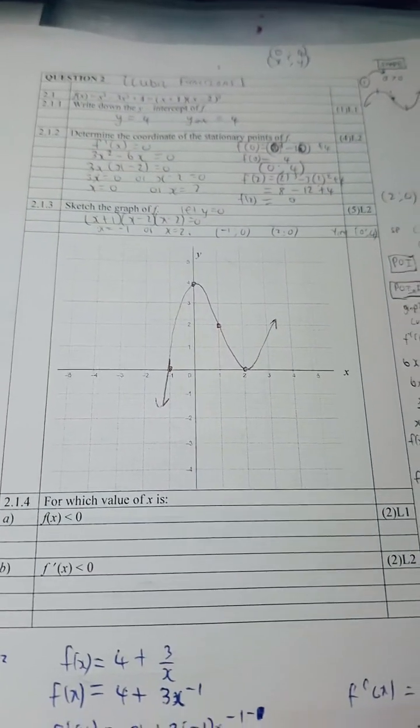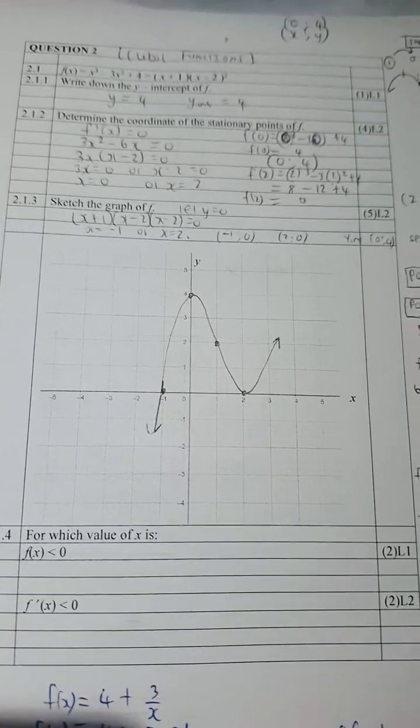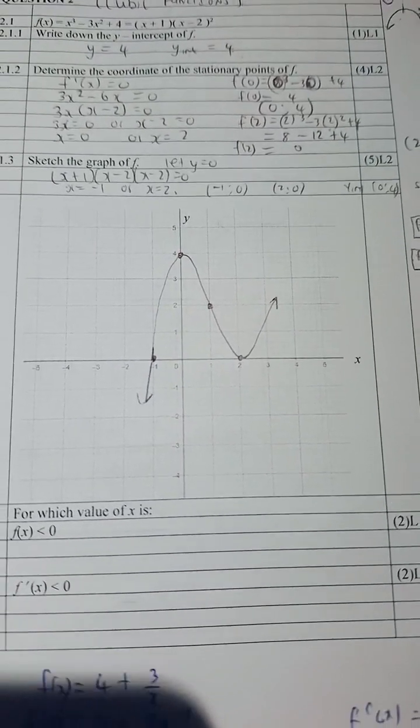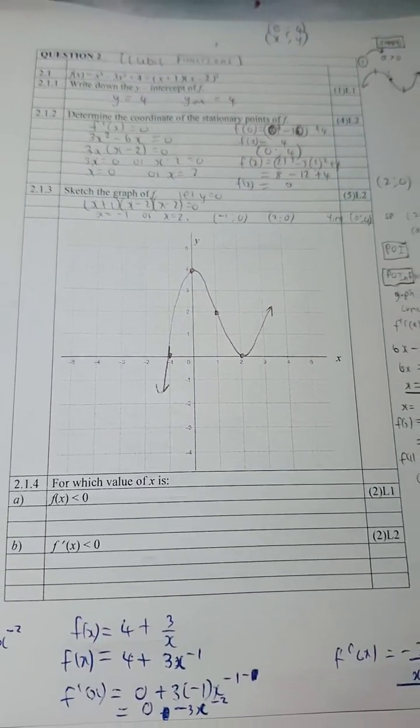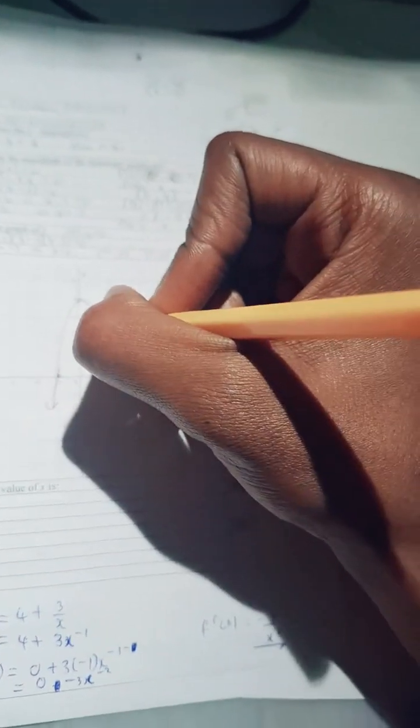Isn't this beautiful? Isn't she lovely? Isn't she wonderful? Oh yeah, she is. I think she is beautiful. F of x is so beautiful.